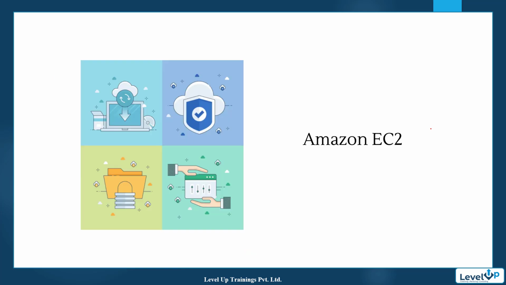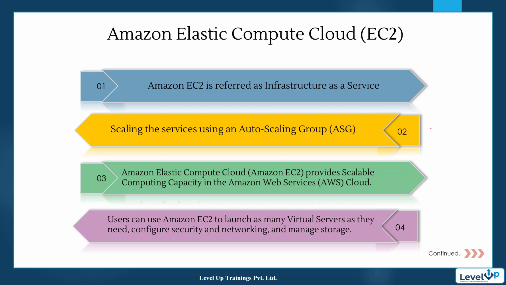Now that is the difference between a physical server and a virtual machine. Now AWS has a service called Amazon EC2 instance. Now what is this EC2 instance? On AWS, EC2 instance is referred to as infrastructure as a service.